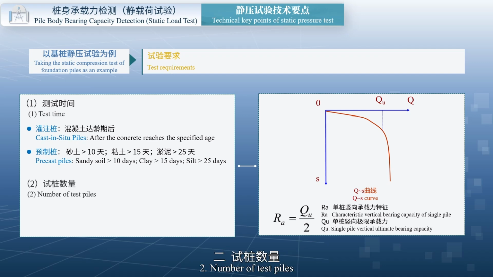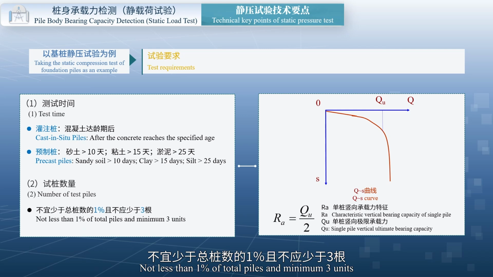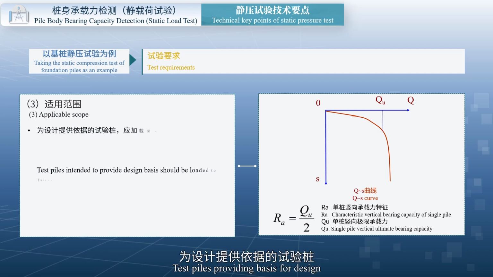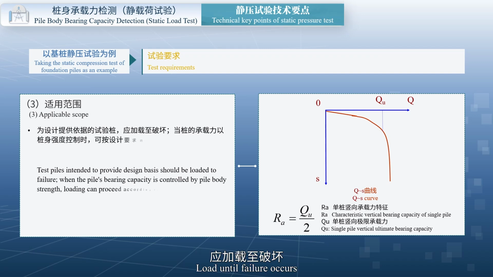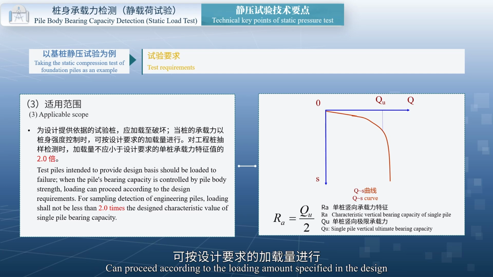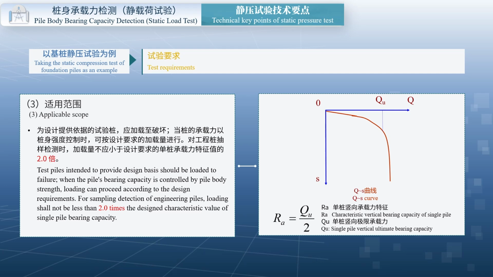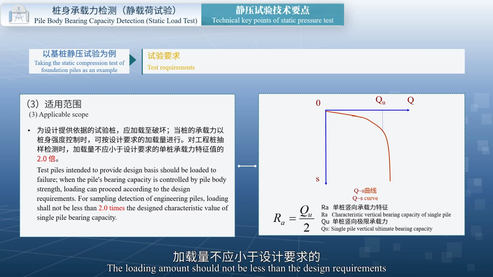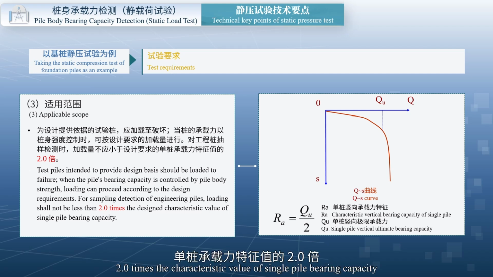Second, number of test piles. Not less than 1% of total piles and minimum 3 units. Third, scope of application. Test piles providing basis for design: load until failure occurs. When the bearing capacity of the pile is controlled by the pile body strength, can proceed according to the loading amount specified in the design. When conducting sampling inspection of engineering piles, the loading amount should not be less than 2.0 times the characteristic value of single pile bearing capacity.